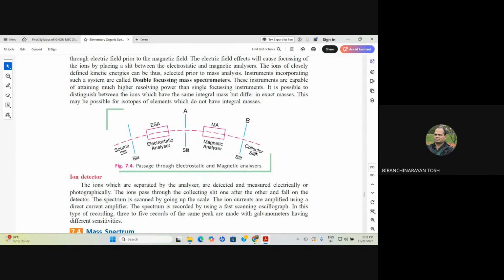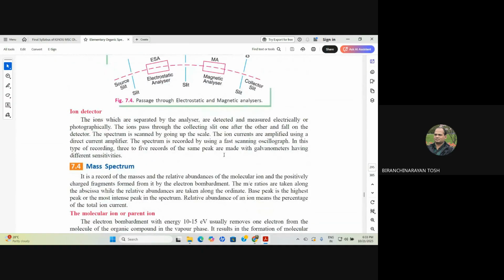These things, another instrumentation. Then we will move to the ion detector. The ions which are separated by the analyzer are detected and measured electrically or photographically. The ions pass through the collecting slit one after the other and fall on the detector.